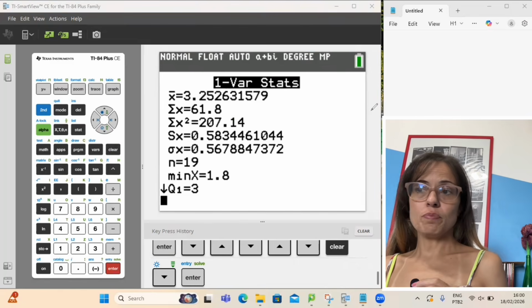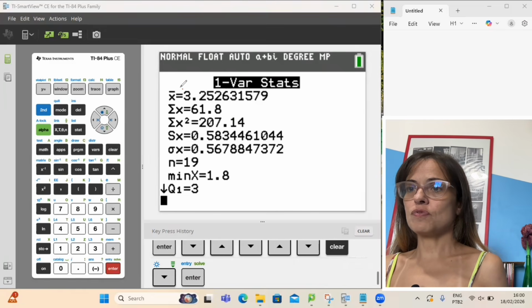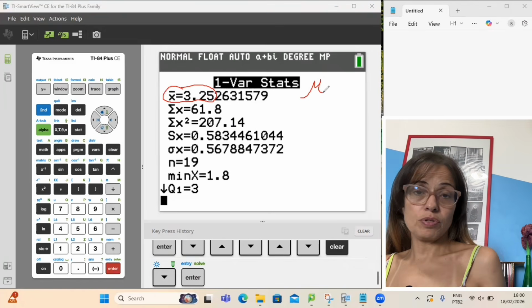This screen is giving you a bunch of things at the same time. First of all, the mean is this first number here. I know that we talked about the symbol for mean being this, but the calculator is using x-bar, so okay.